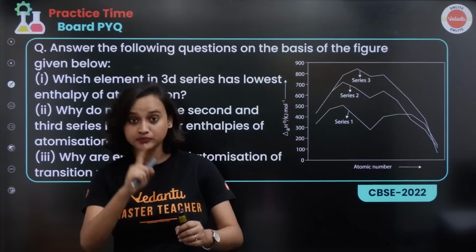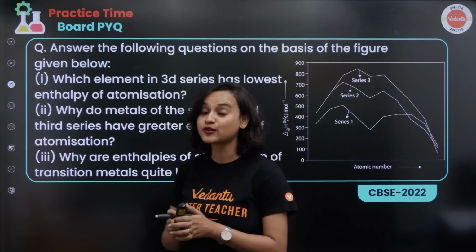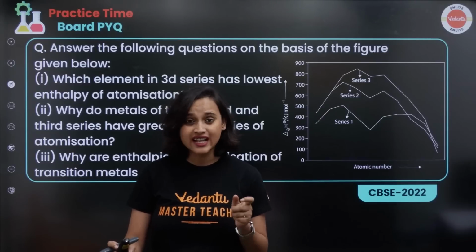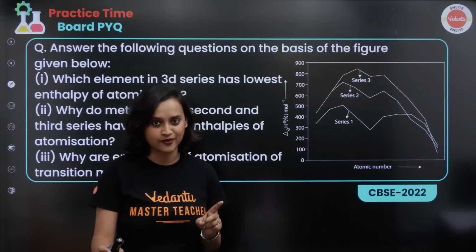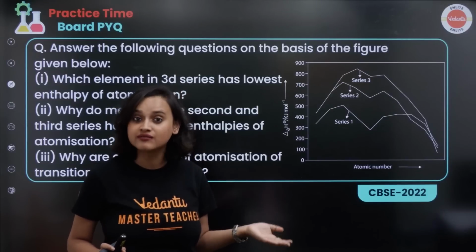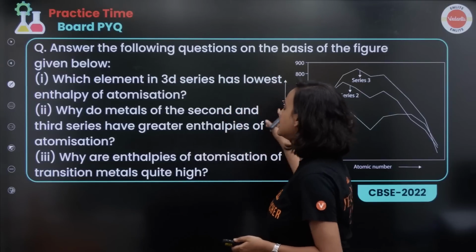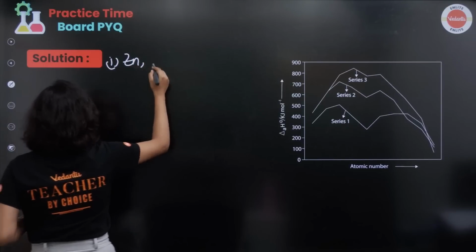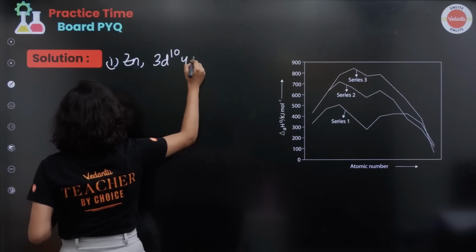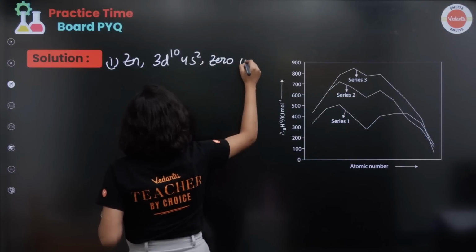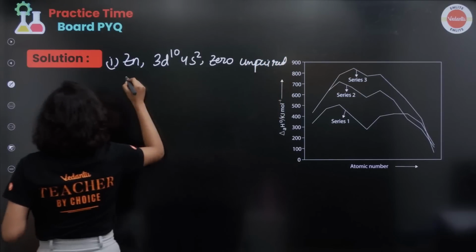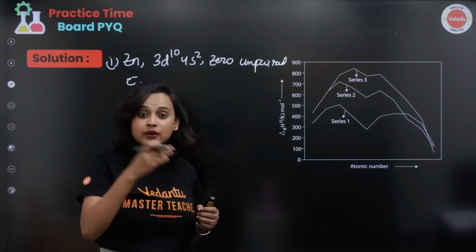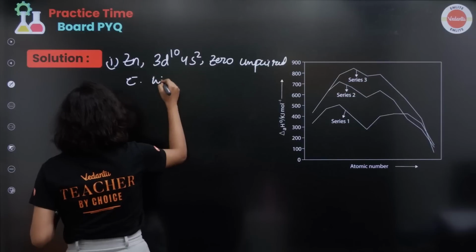Amazing, let's move forward. I have told you a lot of times, guys, please do remember this graph. It's not very hard, not very tough, but it is a very important graph. And lo and behold, it is a part of your previous year question, so we're not going to skip it. Now, which element in the 3d series has the lowest enthalpy of atomization? Of course, it is zinc, because it has 3d10 4s2, zero unpaired electrons. So the enthalpy of atomization is going to be very low. Fewer unpaired electrons means weak metallic bonding. So let's write that also: weak metallic bonding.